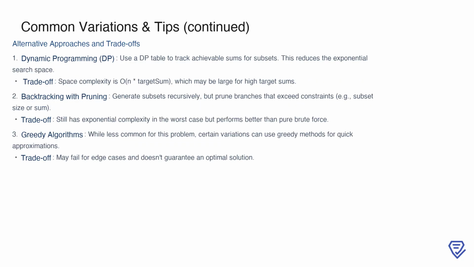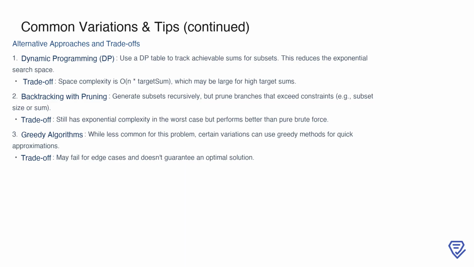There are multiple approaches to solving this problem, each with its own trade-offs. Dynamic programming, for example, is a powerful method that uses a DP table to track achievable subset sums. While this can significantly reduce the search space compared to brute force, it comes with a trade-off. The space complexity, which can be as high as O(n * target sum), may become impractical for very large target sums.